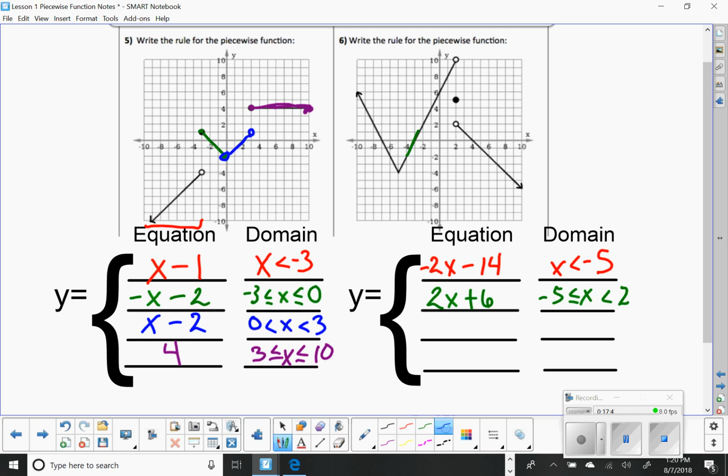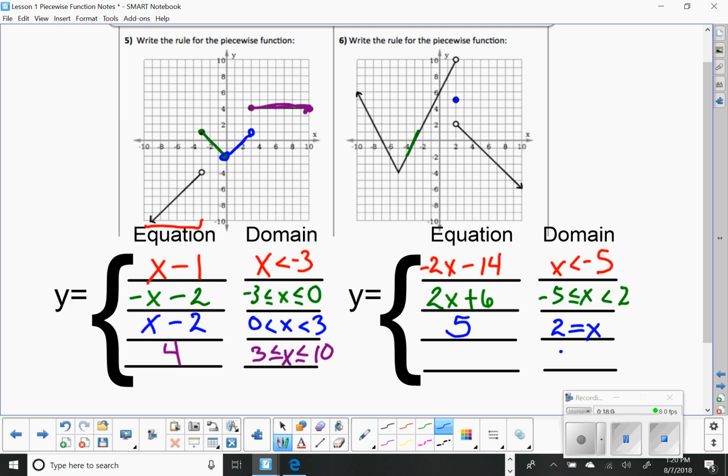The next piece is this little point here. That's happening at 2 equals x, or x equals 2. It doesn't matter which way you want to write it. And that's just a point where the y value is 5.